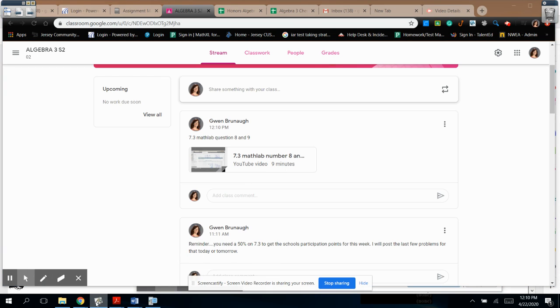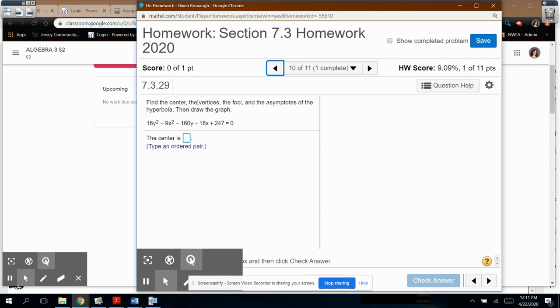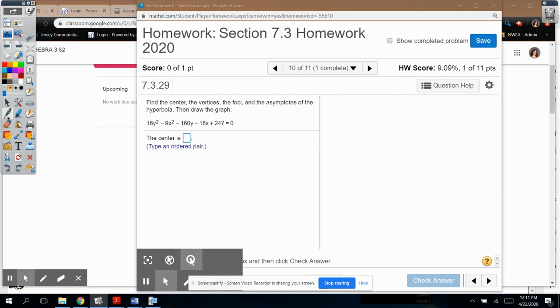Okay, here are the last two questions on 7.3. We will be looking at number 10 and 11, if I can open it up here. They want to know a whole bunch of parts here for this particular hyperbola. So we're going to have to do some rearranging.